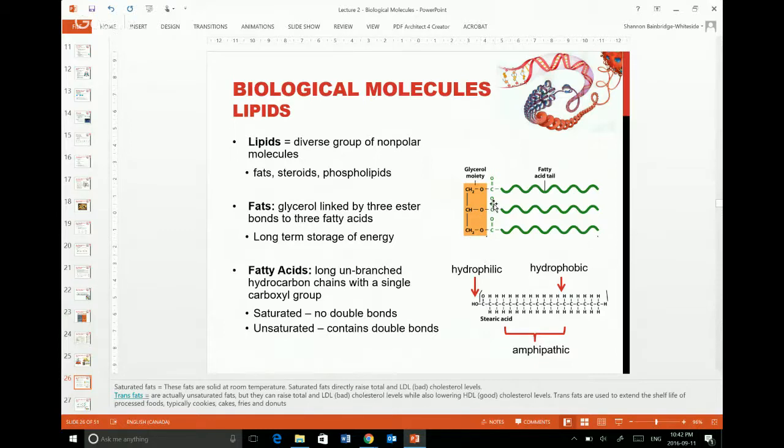You have a glycerol moiety over here, and attached to that glycerol moiety you have three fatty acid tails. And here's a zoomed in view of what that fatty acid tail looks like. You have a series of carbons bound to hydrogens, and this is going to be the hydrophobic area. And you do have a hydrophilic area, just one little piece right here, where you have a hydroxyl group and a carbonyl group, and that's what's going to bind to the glycerol moiety.